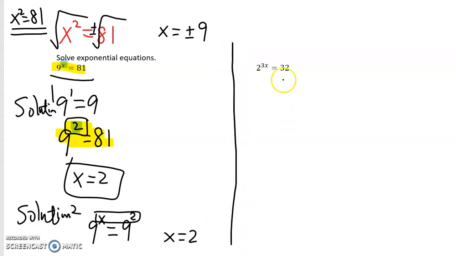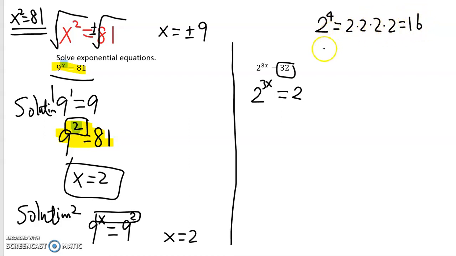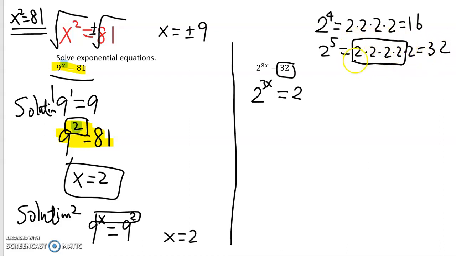Now, similarly, we can do the same thing on the right-hand side. So what I'm going to do is keep the left-hand side and just rewrite 32 as 2 to some exponent. After trying, we know 2 to the fourth is equal to 2 times 2 times 2 times 2, which is 16. But 2 to the fifth is going to be 5 copies of 2, which gives us 32, because 4 copies will give us 16, and times another 2, that gives us 32.